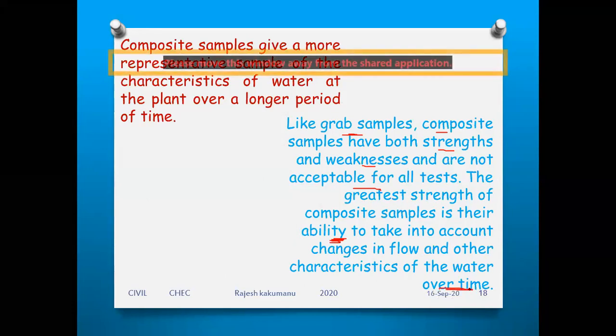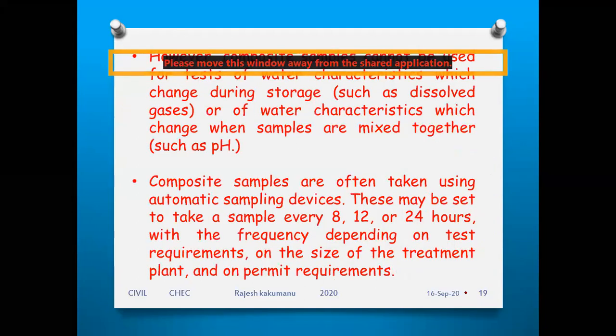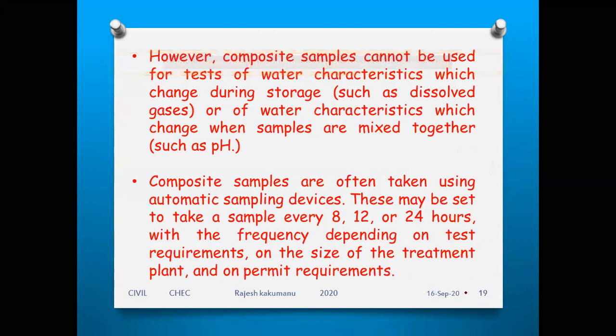అంతే కదా, మనం over a period of time లో we are taking the samples at 6 o'clock, 9 o'clock, 12 o'clock, 3 o'clock. So it has the greatest ability to capture the change in the flow and other characteristics of the water over time. Next, however, the composite samples cannot be used for tests of water characteristics which change during storage, such as dissolved gases.